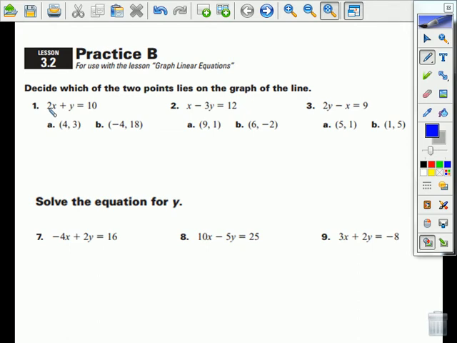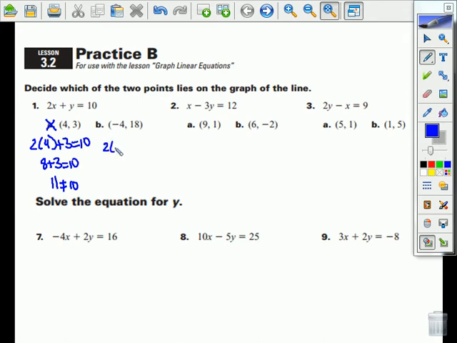So let's go ahead. We have 2x plus y equals 10. I want to know, does the point (4, 3) lie on this line? So I have 2 times 4 plus 3, and I need to know, does that equal 10? So 8 plus 3 actually equals 11. So if I were to graph this line, the point (4, 3) would not fall on the line. Let's try it with this next one.